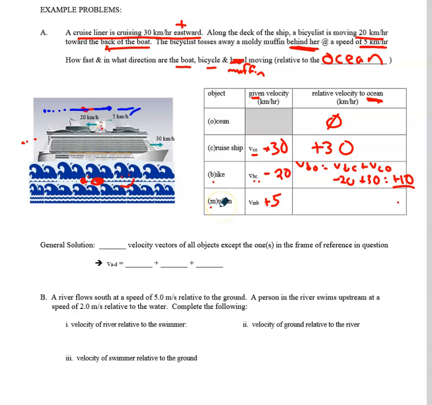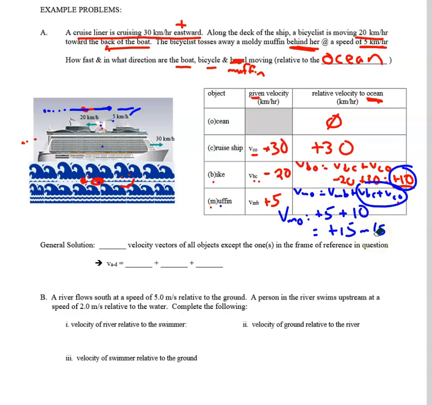Now, for the muffin relative to the ocean, I've got 3 layers. I've got the muffin as part of the bike, which is part of the cruise ship, which is part of the ocean. So I'm going to need 3 terms. Algebraically, the velocity of the muffin relative to the ocean is muffin relative to the bike plus velocity of the bike relative to the cruise ship plus velocity of the cruise ship relative to the ocean. I know you can barely read that. I apologize, I don't have the resolution. But the last 2 terms we already figured out. That's the plus 10. So the velocity of the muffin relative to the ocean is the muffin relative to the bike, which is positive 5, plus that positive 10, which is positive 15.